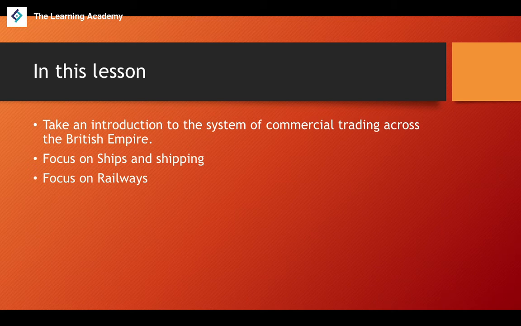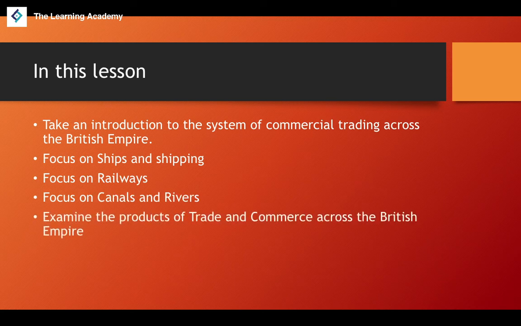We're going to focus on railways and the importance of railways when it came to commercial trading. The same for rivers and canals. And then we're going to examine the kind of products of trade and commerce across the British Empire. So not only are we going to cover in the first half the ways in which trade and commerce was established across the empire using the different modes of transport, but we're also going to talk about the specific goods, the specific products that were traded and that were popular.